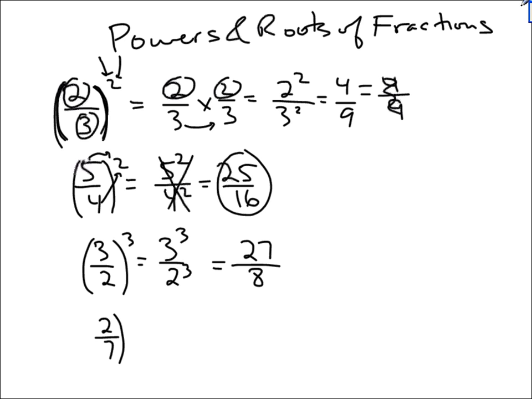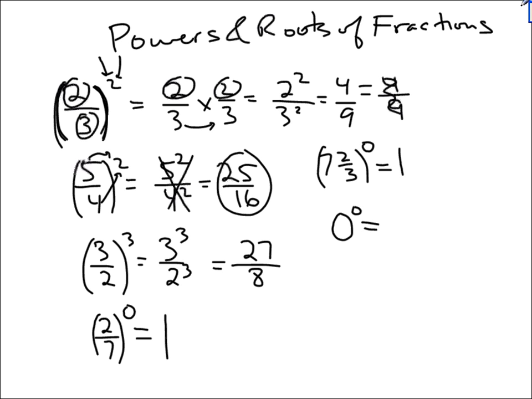If this number in the brackets is not 0, and it's not, it's more than 0, if I raise it to the 0 power, I get 1. 7 2/3 is not the number 0. So when I raise it to the 0 power, I get 1. 0 to the 0 is not 1. It is indeterminate. We don't know what it is.